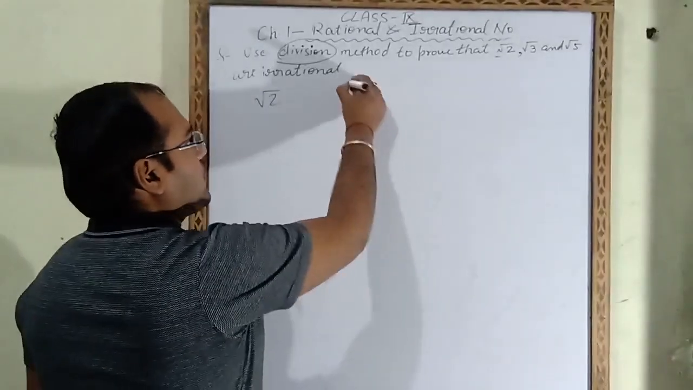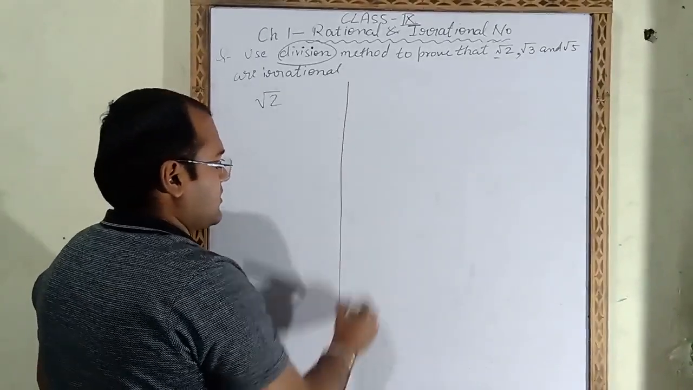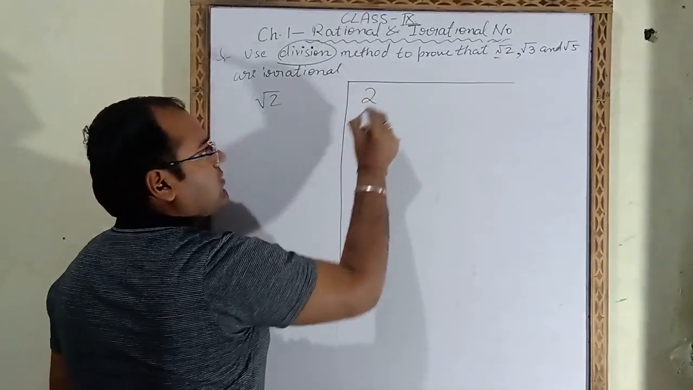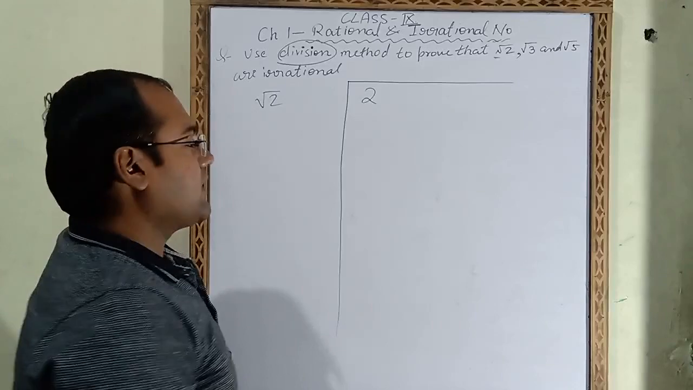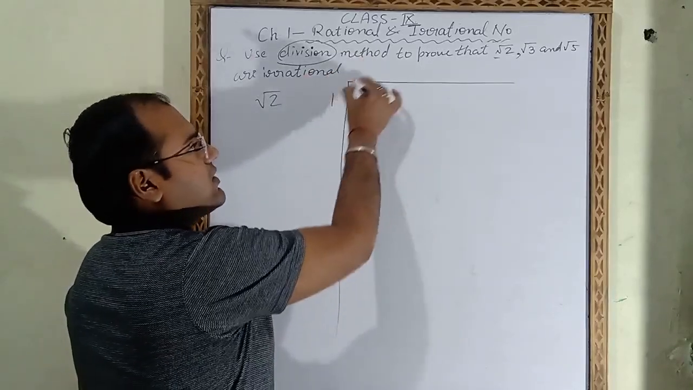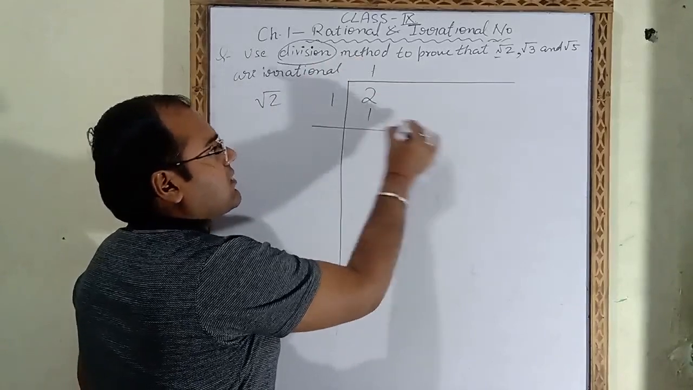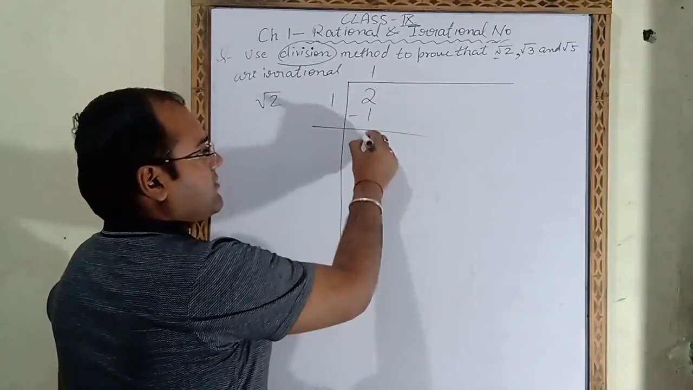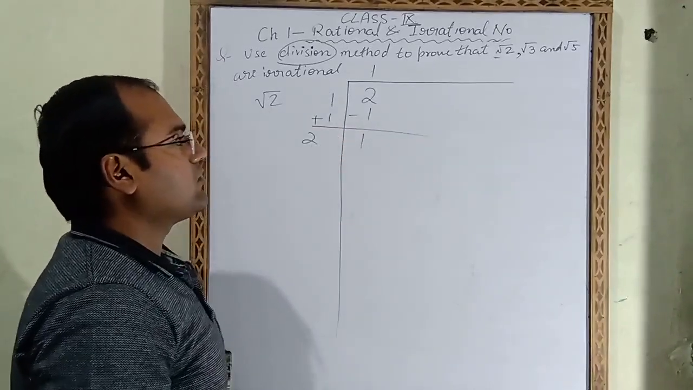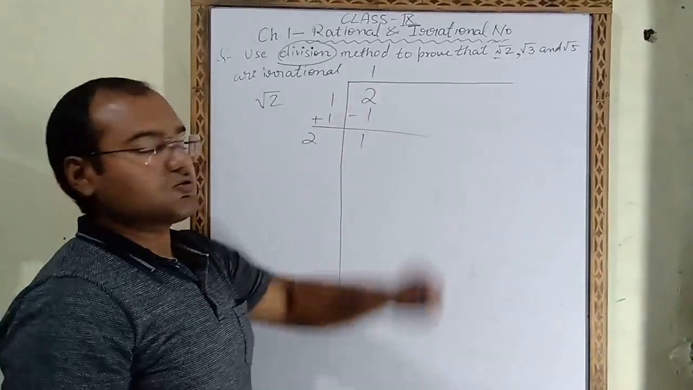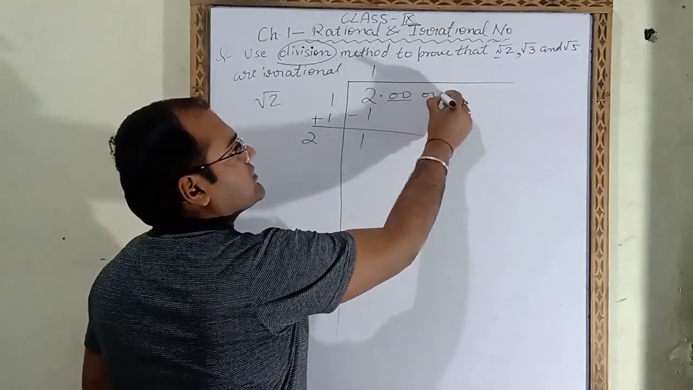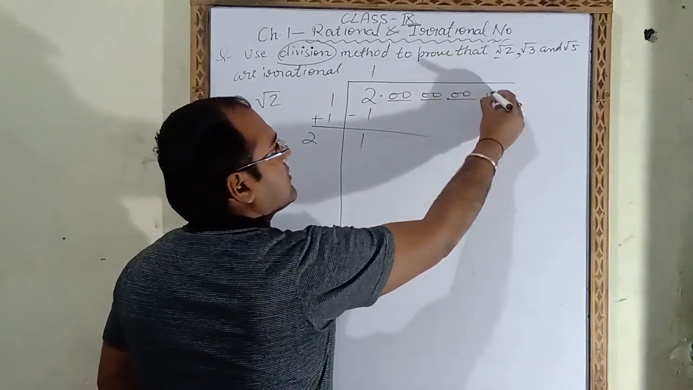In the division method, first of all we have to find the square root with the help of the division method. 2 we will write here. Same number we have to use here also and here also. 1 into 1 is 1. On subtracting this we will get 1. This 1 we have to add here, so it will become 2. Now no number is written here, so we have to add a decimal and take a pair of zeros like this.